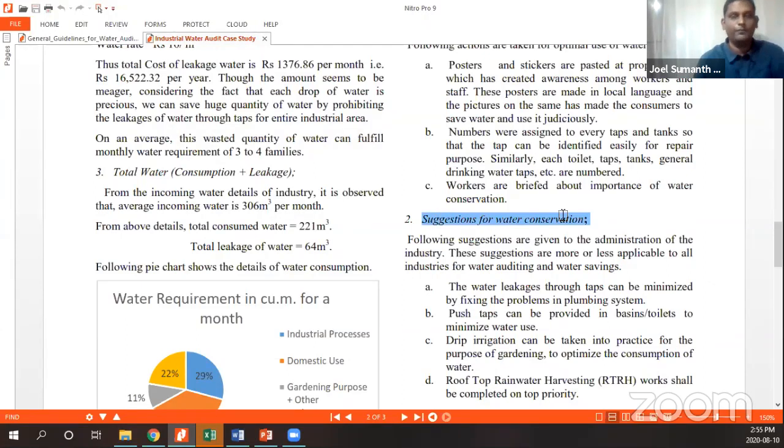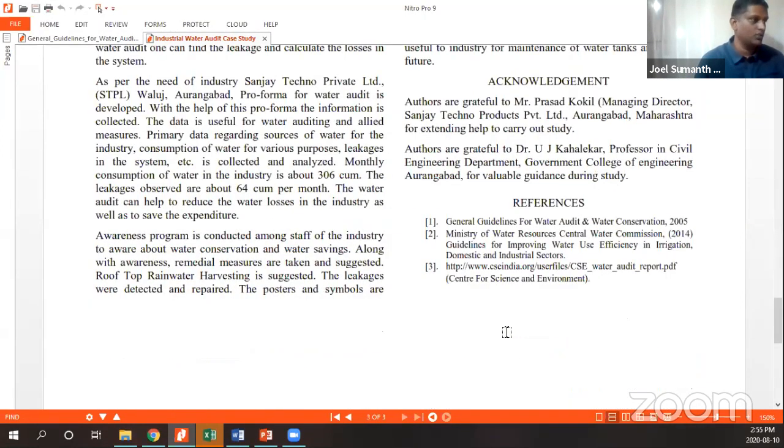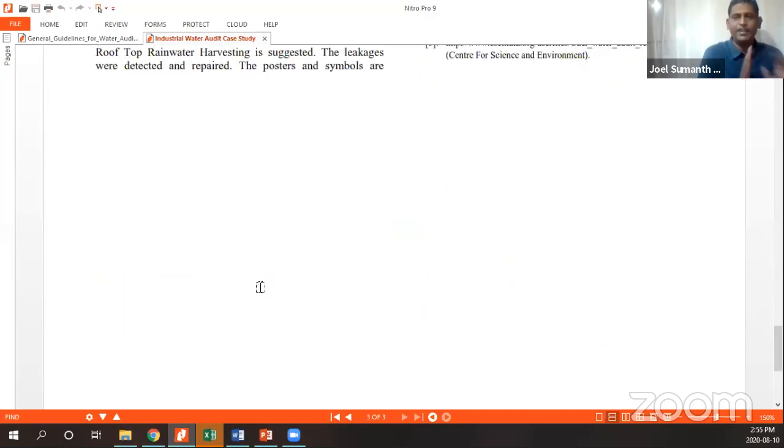And apart from fixing and maintaining, there are other conservation practices also. We will be focusing more on conservation in my next session. But in the report, this information on water conservation is very, very important. And finally, you give your suggestions, and this is a very, very simple and basic water audit report format. This same format can be used at different scales.